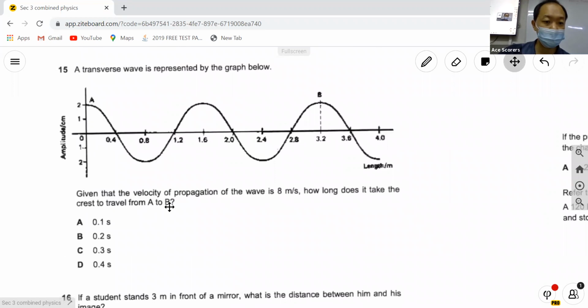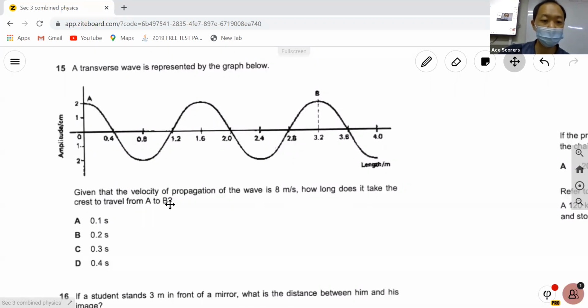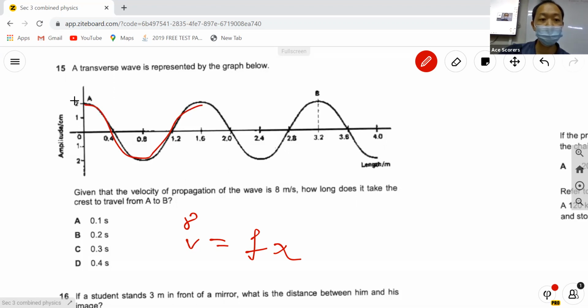Transverse wave velocity. How long does it take? Okay, V equals f lambda. So I have V equals 8. What information do I have here? Then yeah, one wavelength. This one wavelength, correct? 1.6. So the answer is D.